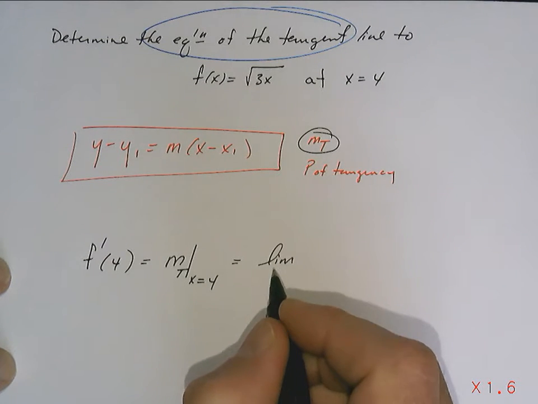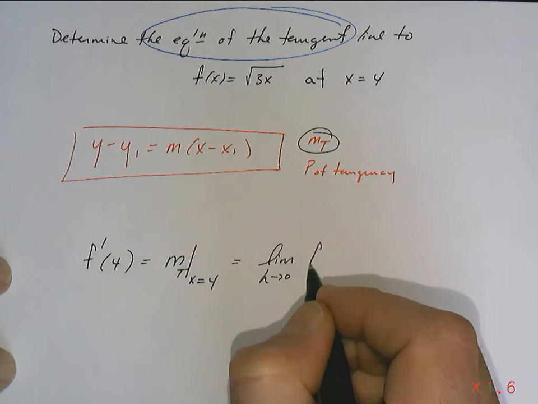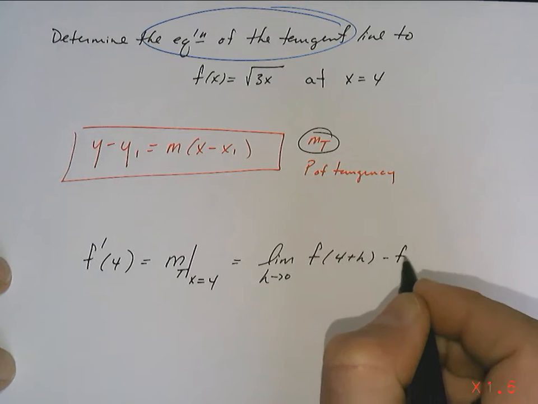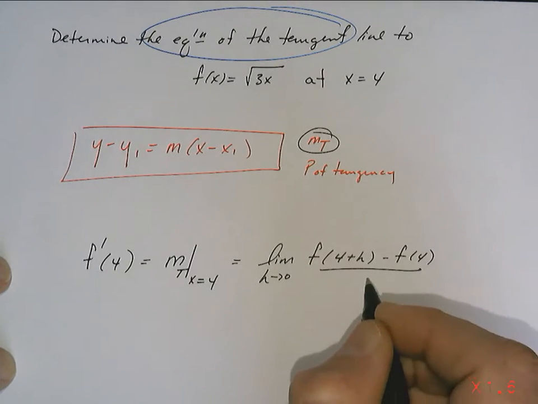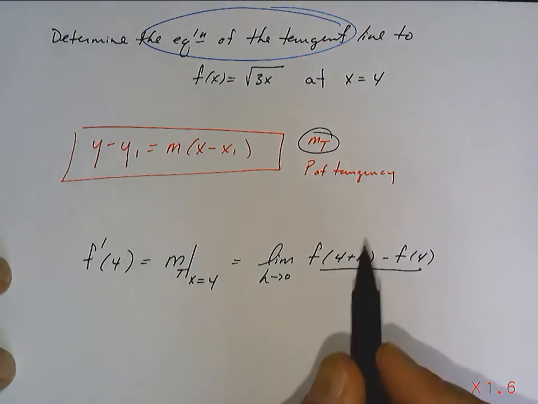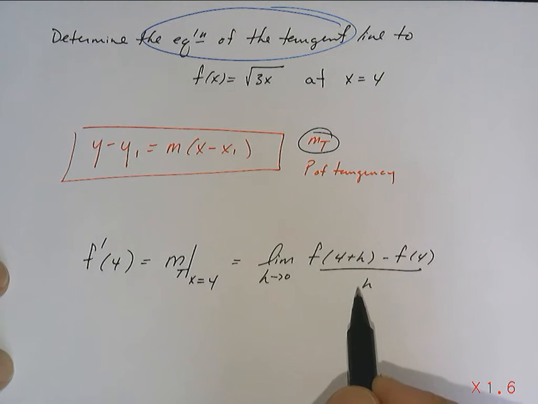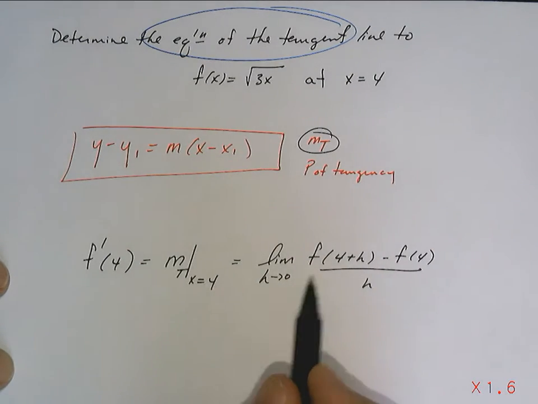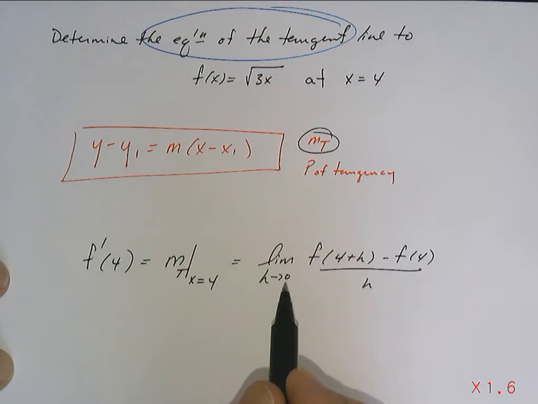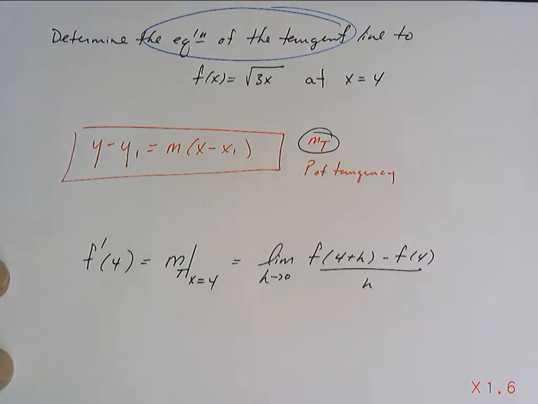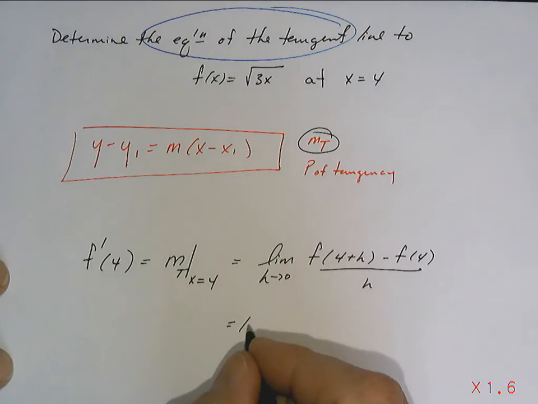And what does all of that mean? Well, that means the limit as h approaches 0 of f of 4 plus h minus f of 4 over h. So this is y2 minus y1 over x2 minus x1, the difference between the 2 points. So I'm going to allow h to approach 0. Well, what I get is f of 4 minus f of 4. That's 0 over 0. That's no good. Okay, no good. We do a little bit more work.